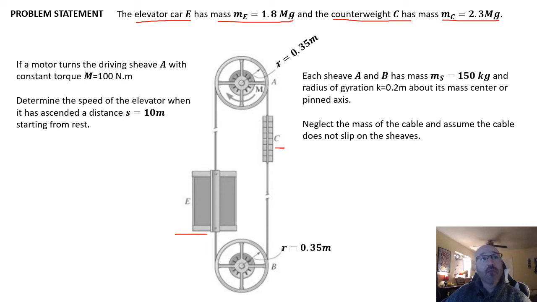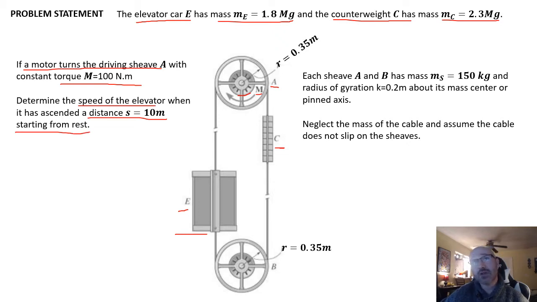Now, a motor is going to turn this driving sheave A up top here with a constant torque, M, given to us here as 100 Newton meters. There's our M and our motor right there. They're asking us to determine the speed of the elevator, the speed of E right here, when it has ascended a distance S equal to 10 meters, starting from rest. So we know if it starts from rest, that means our initial velocity is 0. That's some useful information as we solve this problem.